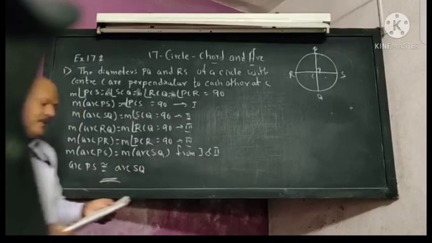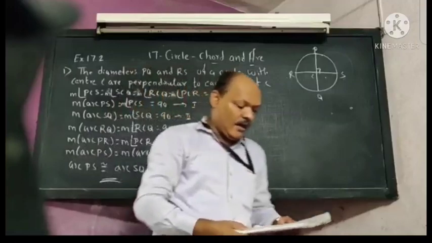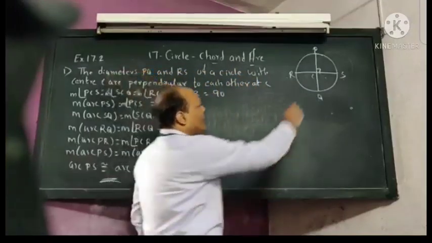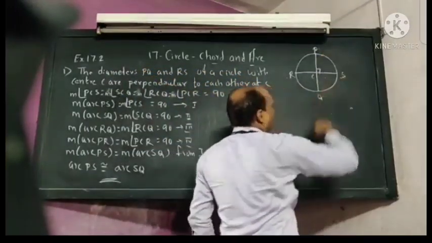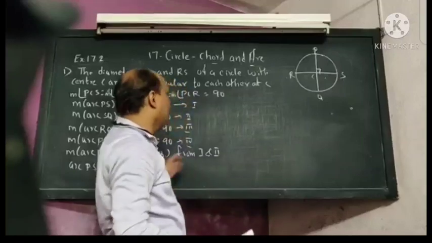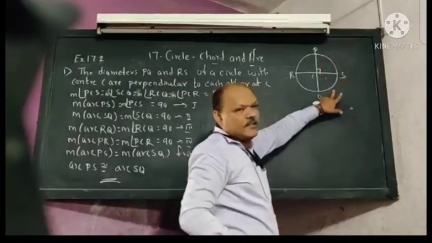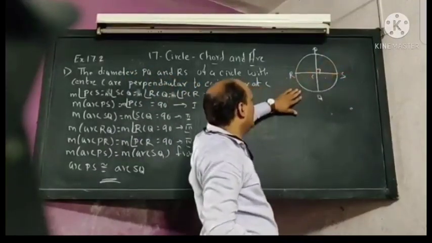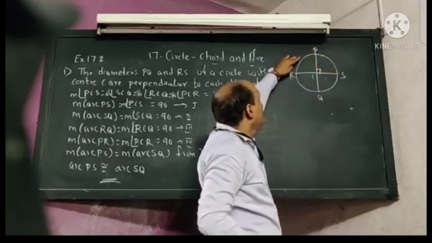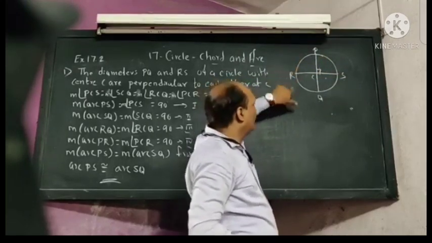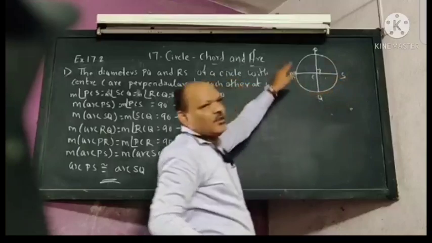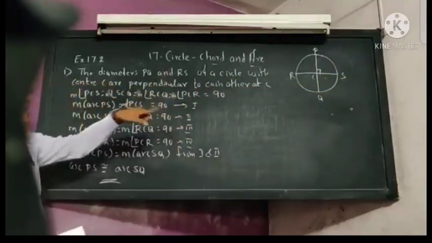In this, one more question is asked. Write the other arcs which are congruent to PS. We have to write the other arcs. We have just now written that PS is congruent to SQ. Now PS is congruent to RQ also, and PS is congruent to PR also, because the measure of all the 4 arcs is how much? 90 degrees. That means all the 4 arcs are congruent.